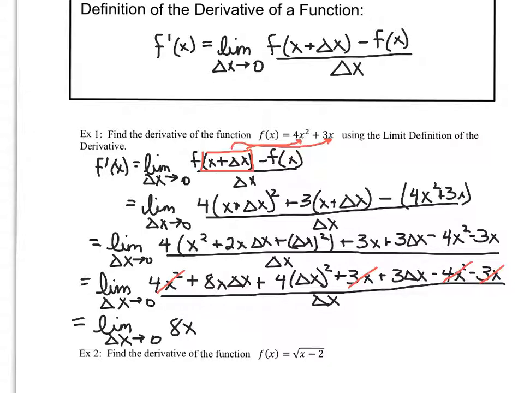Now I've got 4 delta x squared divided by delta x, so that leaves me with a 4 delta x. And lastly, I've got 3 delta x divided by delta x, so that's going to be a plus 3. If I substitute 0 for the delta x, then that tells me that my answer for f prime, the derivative, is 8x plus 3. So I would write this as f prime of x, and again f prime stands for the derivative, is equal to 8x plus 3. You'll notice that this time we got a function.